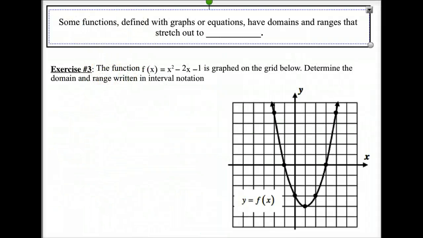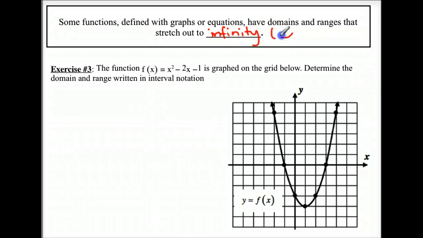Now, some functions, as we know, go on forever and ever and ever. It's stretched out. When something goes on forever and ever, that's called infinity, which is this sign right here. It's like a twisted 8. Okay? So infinity is a new vocab. It's like a slanted 8.